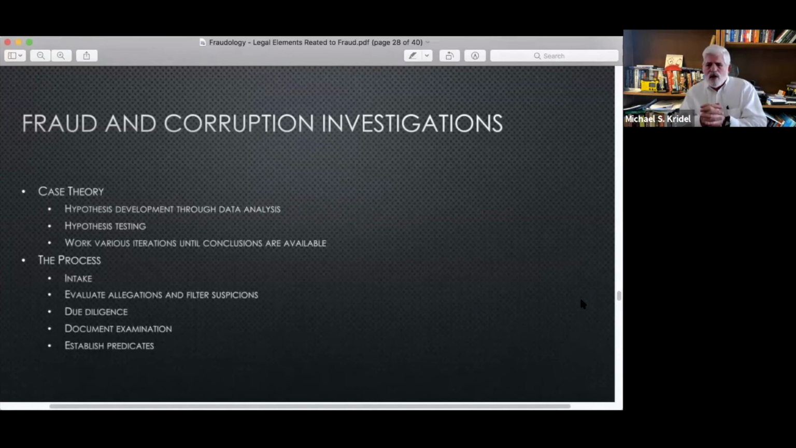In fraud and corruption investigations, case theory consists of the following. Remember I said you need to get the case theory from the attorney. Case theory is a hypothesis that's developed through data analysis. It is testing the hypothesis, and it is working different iterations until conclusions are available. So iterations are part of the inductive and deductive means of investigation, because you're testing it. And you're working it until you can reach a conclusion.